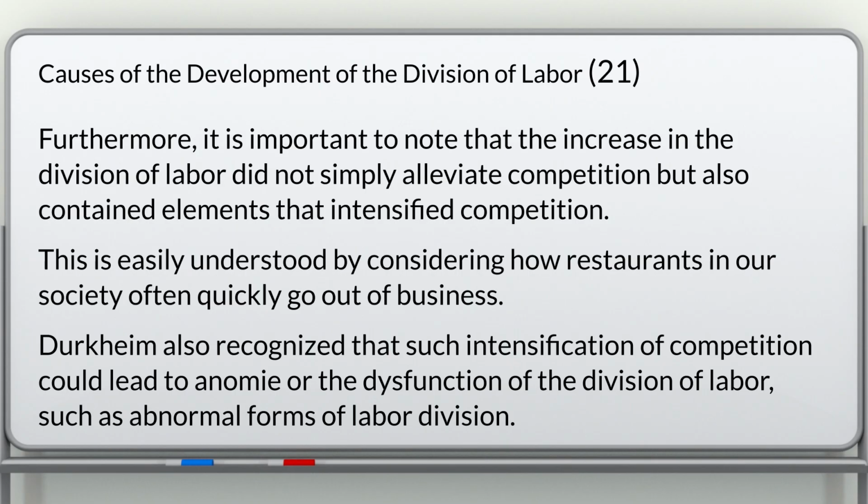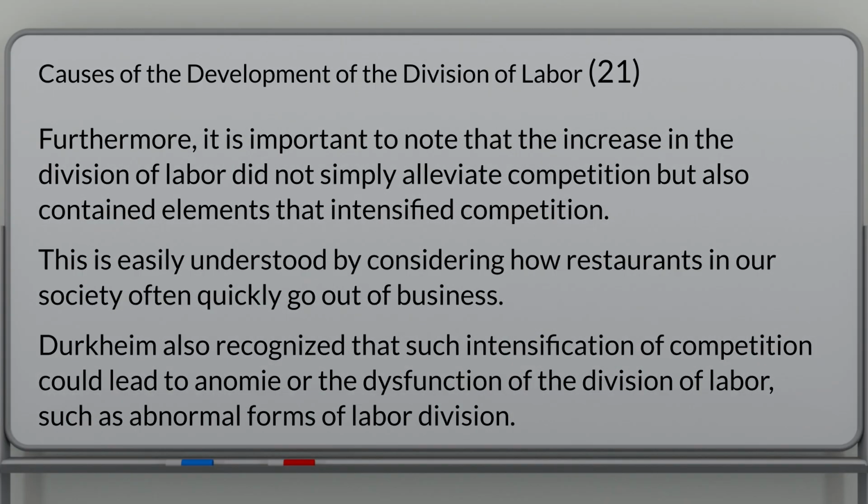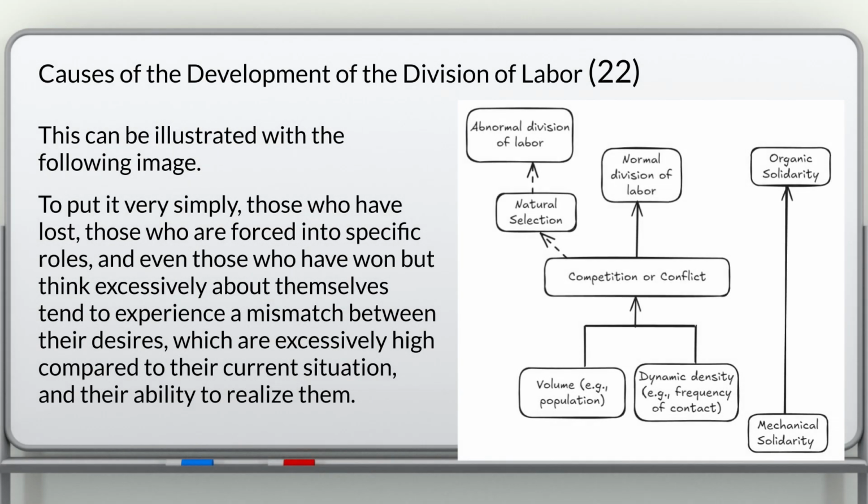This is easily understood by considering how restaurants in our society often quickly go out of business. Durkheim also recognized that such intensification of competition could lead to anomie or the dysfunction of the division of labor, such as abnormal forms of labor division. This can be illustrated with the following image.